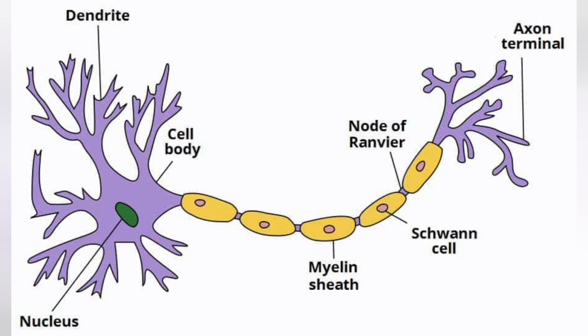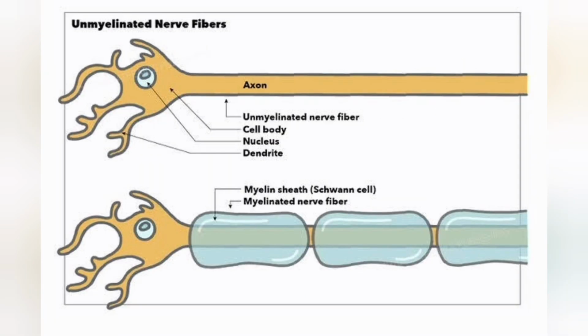They can be myelinated fibers. These are covered by Schwann cells. The types of Schwann cells are myelinating Schwann cells and non-myelinating Schwann cells. In the CNS, Schwann cells are replaced by oligodendrocytes.